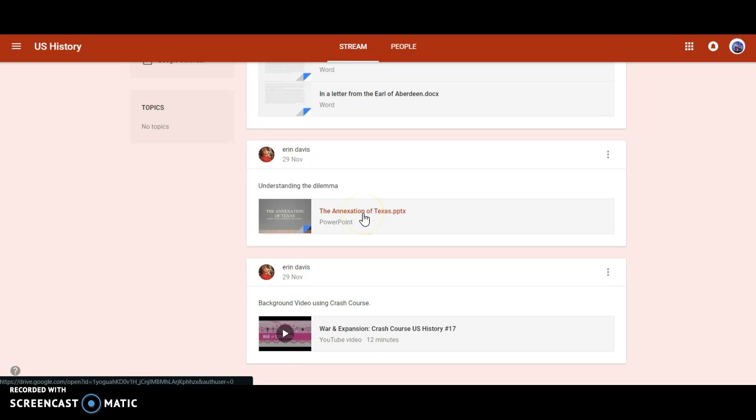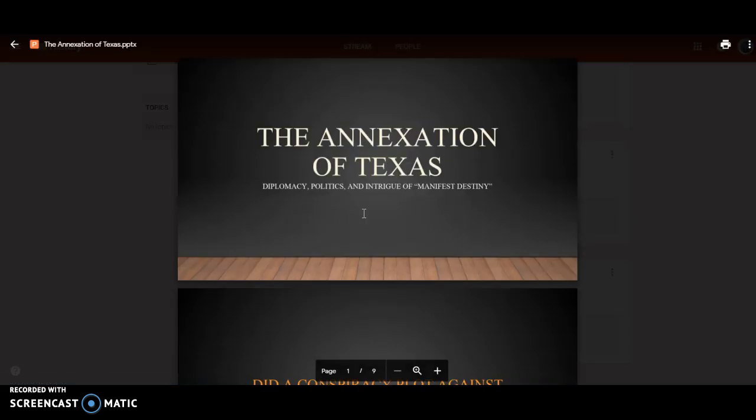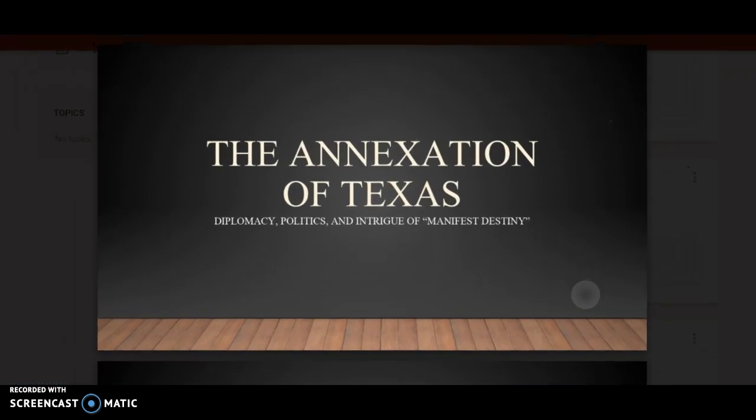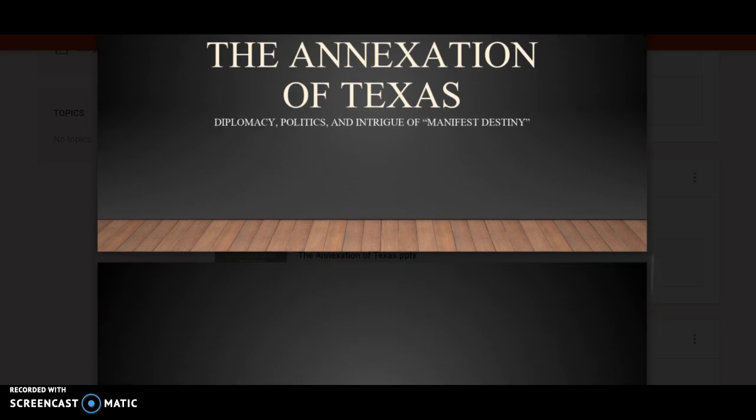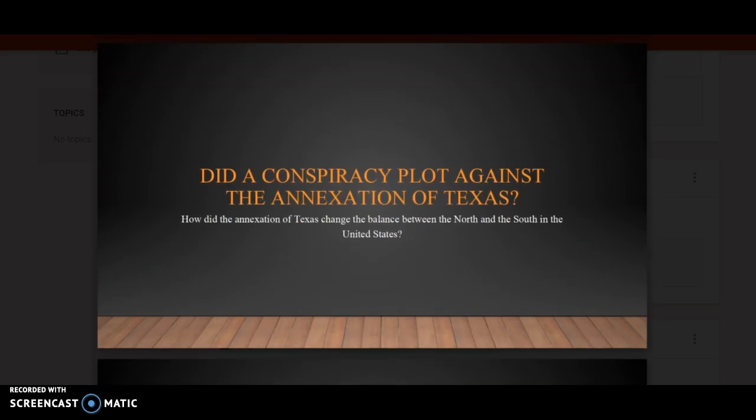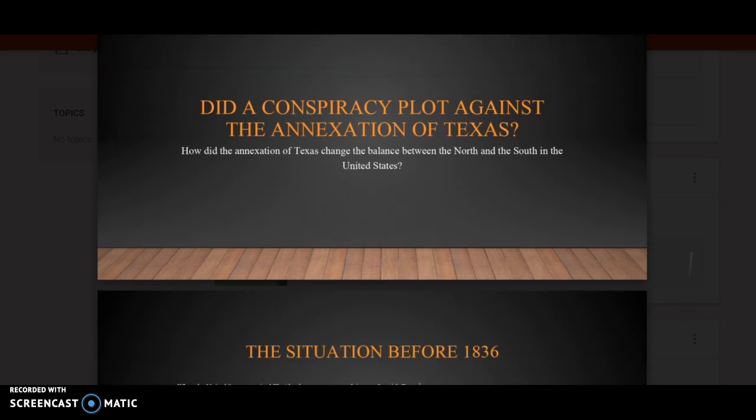And then I used a PowerPoint to create a more detailed look at the annexation of Texas. And we're talking about the diplomacy, the politics, and the intrigue of Manifest Destiny and how the different dynamics between, at that exact moment, 3 different countries, almost 4, were playing into the annexation of Texas. And the question was really, truly, did this conspiracy plot against the annexation of Texas change the balance between the North and the South in the United States?